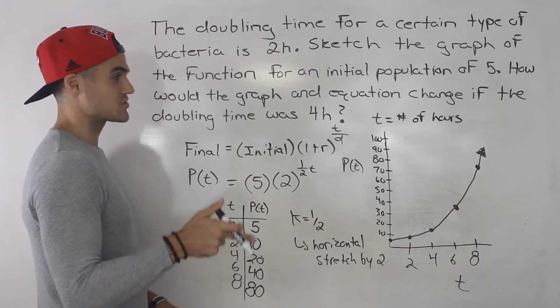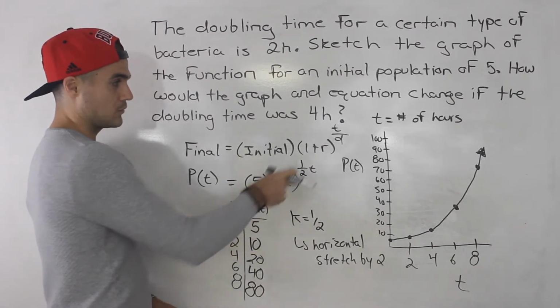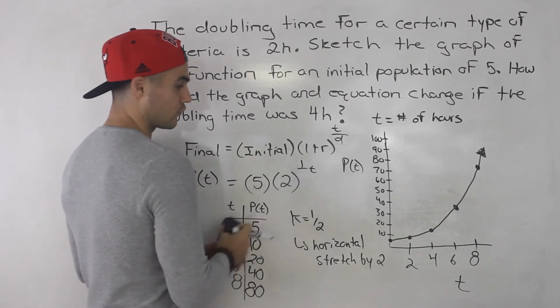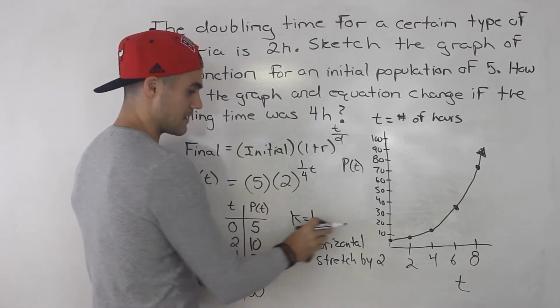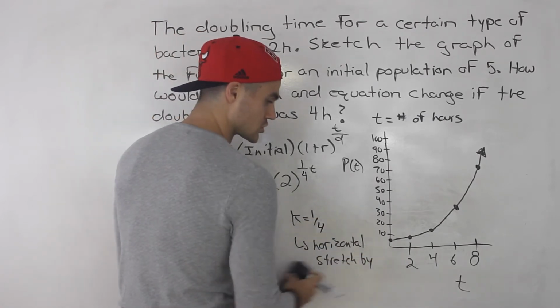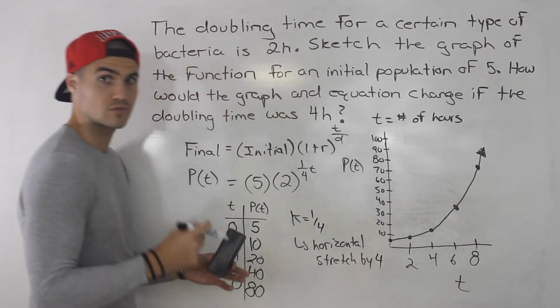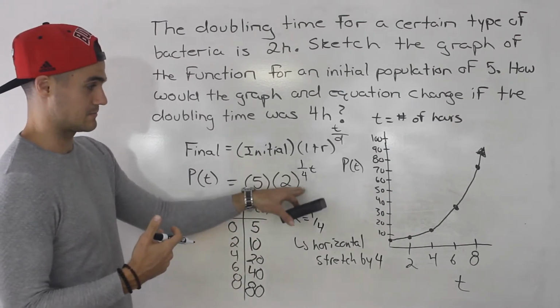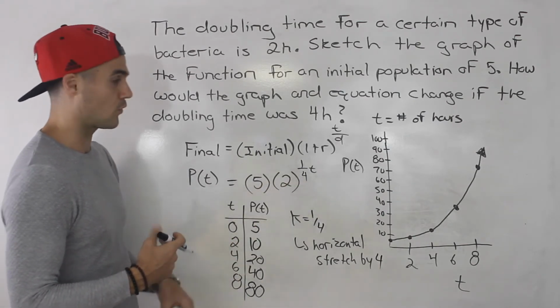So if the doubling time was 4 hours, then it wouldn't be t over 2, it would be t over 4, and this would be like 1 over 4 times t. So that means the k value would be 1 over 4, and that means there would be a horizontal stretch by 4 instead of 2. That's what the difference would be. And that would be the difference in the equation. Just that part would change. That denominator would be 4 now.